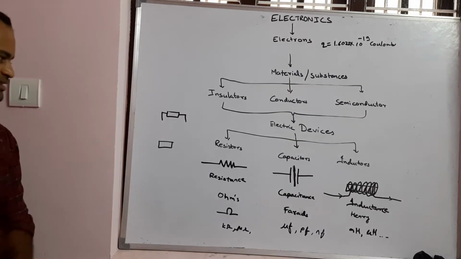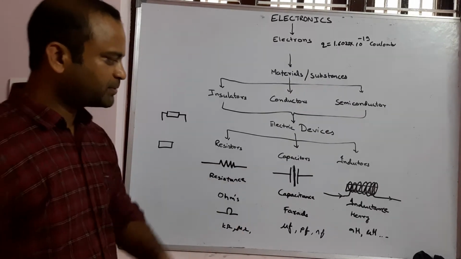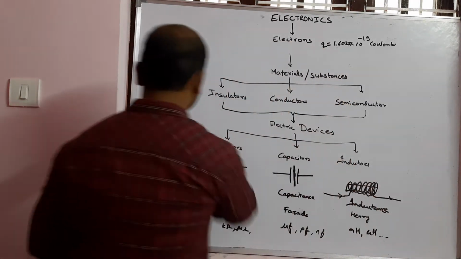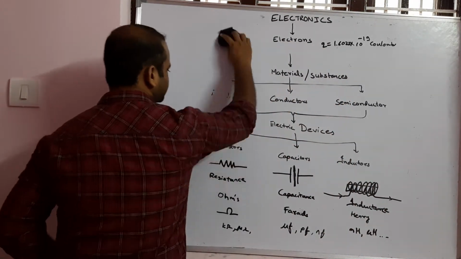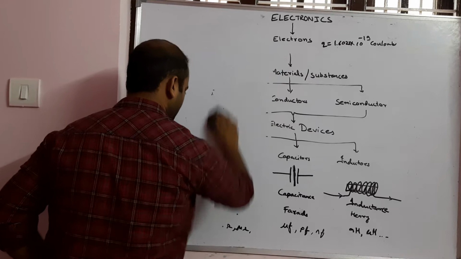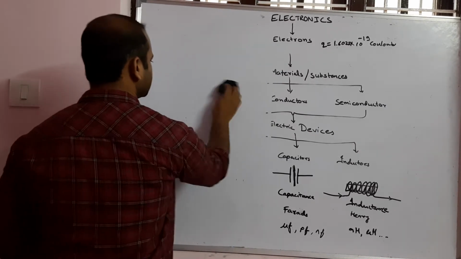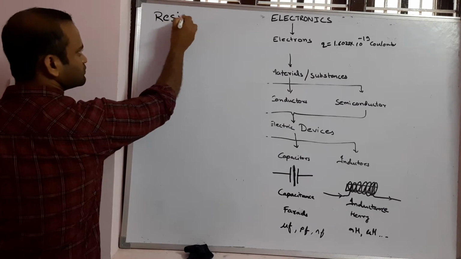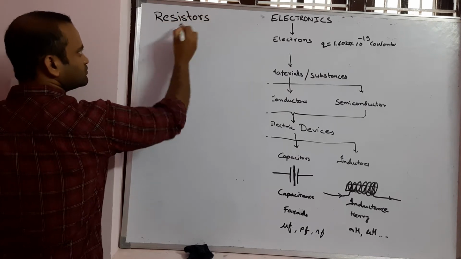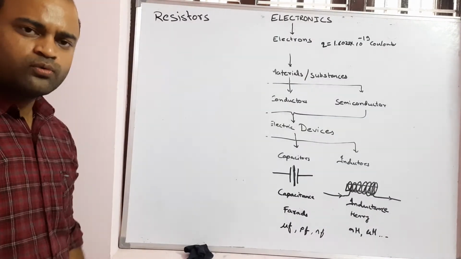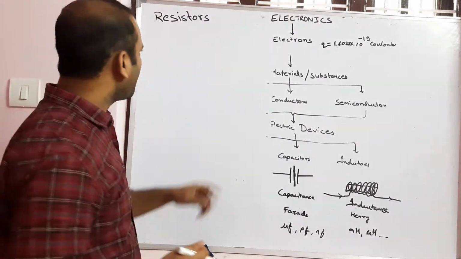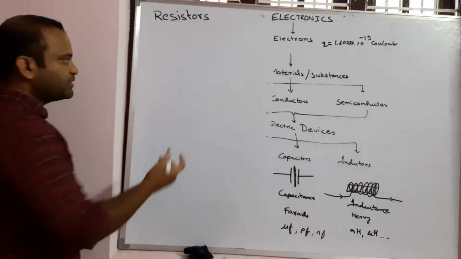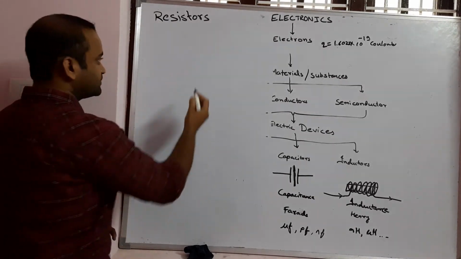Now let us discuss these electrical properties of these electrical devices one by one. So let us consider the resistors. To explain the electrical properties of these resistors, let us consider an example of a voltage divider circuit.